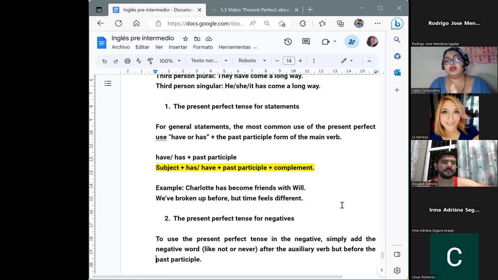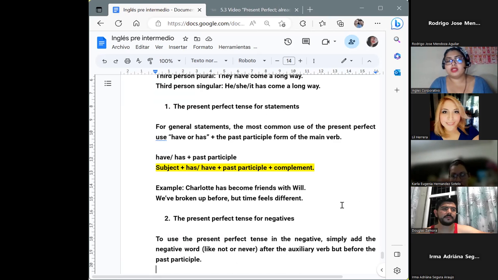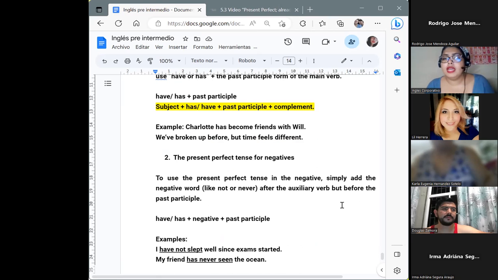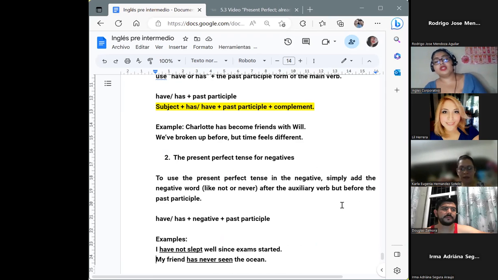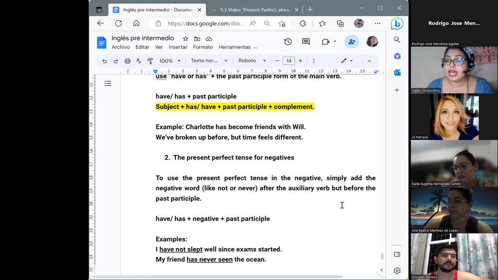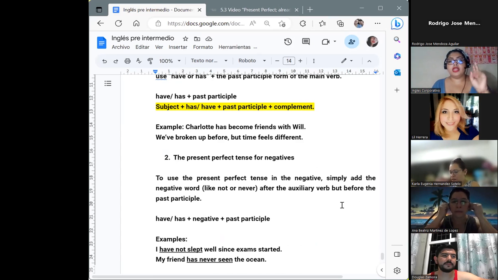Then we have number two, the present perfect tense for negatives. In this case, you are just going to use negative words like not or never, and you're going to use almost the same structure, but the negative words go in the middle of the structure, between have or has and the verb in past participle.